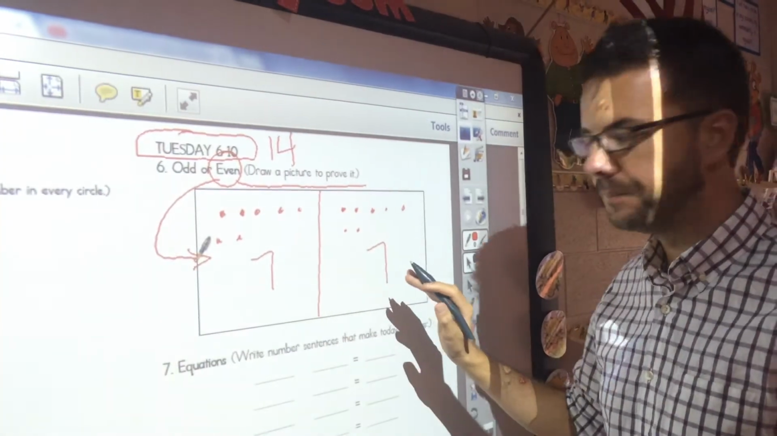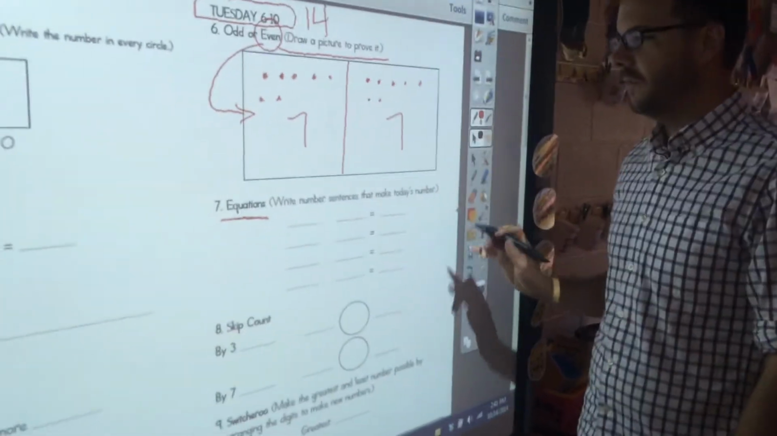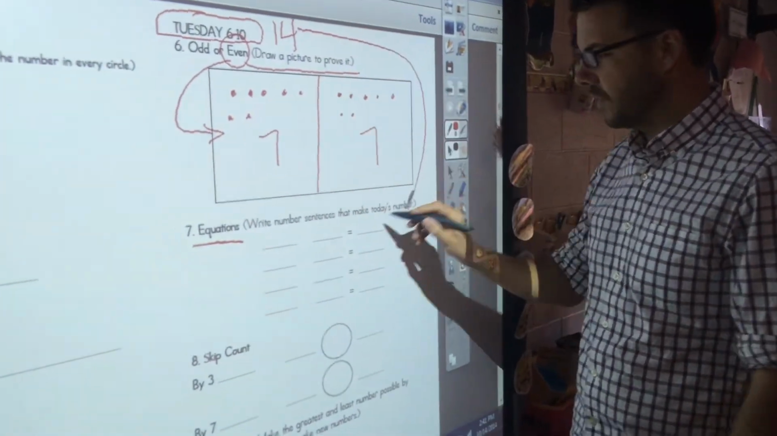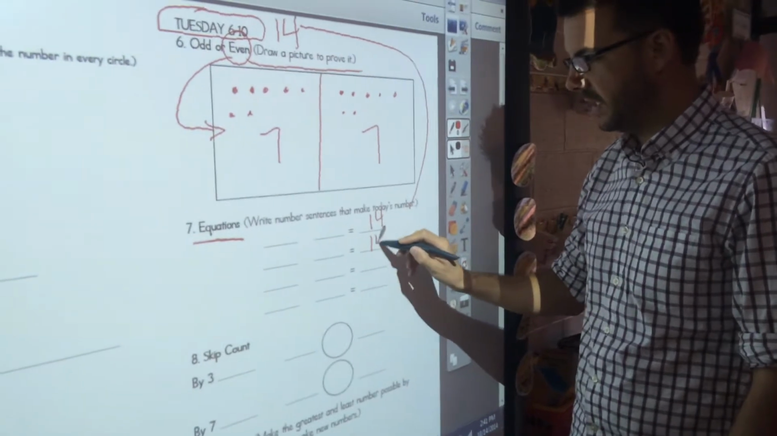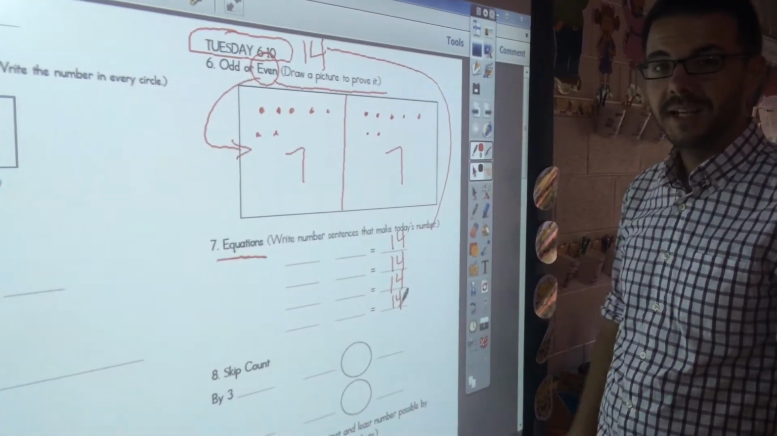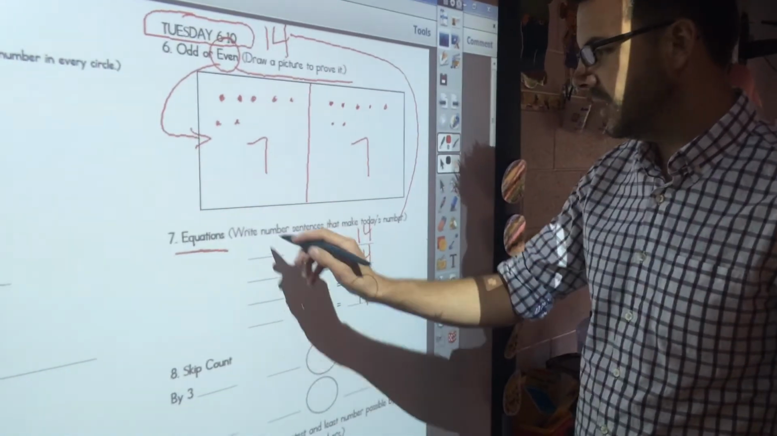For number 7 on the homework, this is kind of fun for the kids because they get to make up their own equations that equal the number 14. So down here you'll just write 14 all the way down because you're writing equations that equal 14. It can be plus equations, it can be minus equations. Alright, so let's just keep this one simple.